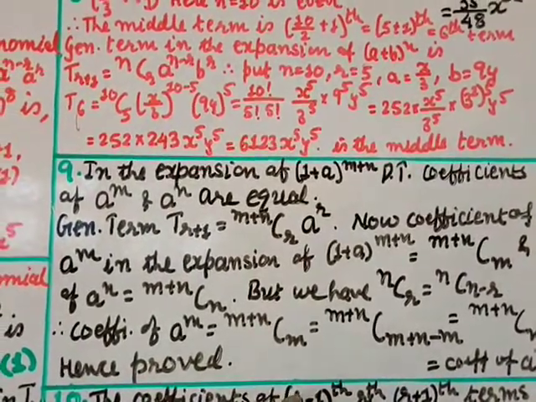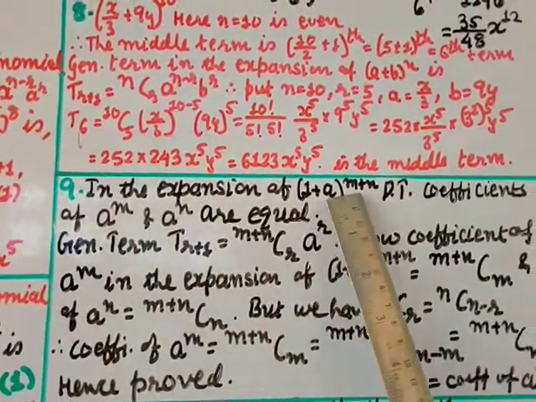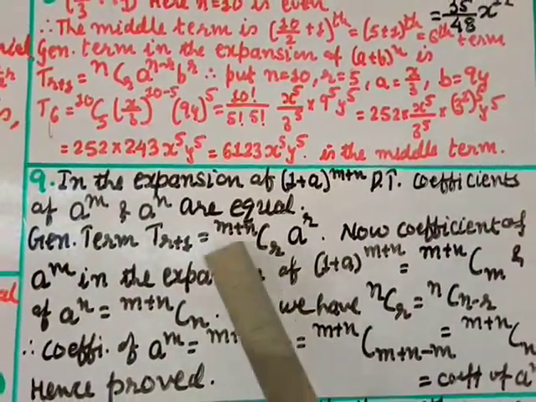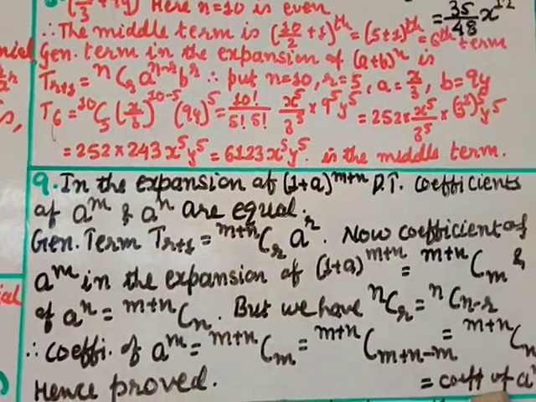So that is what they have asked us to prove, that in the expansion of (1 plus a) power m plus n, the coefficient of a power m equals the coefficient of a power n. They are equal. So hence the proof.